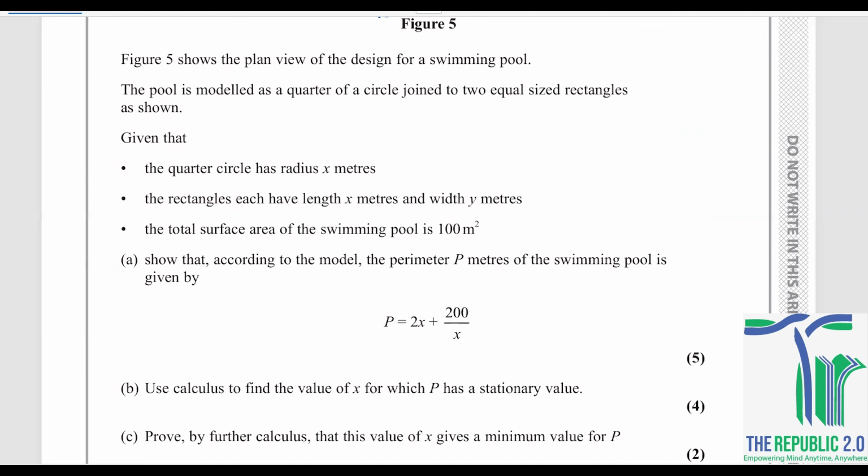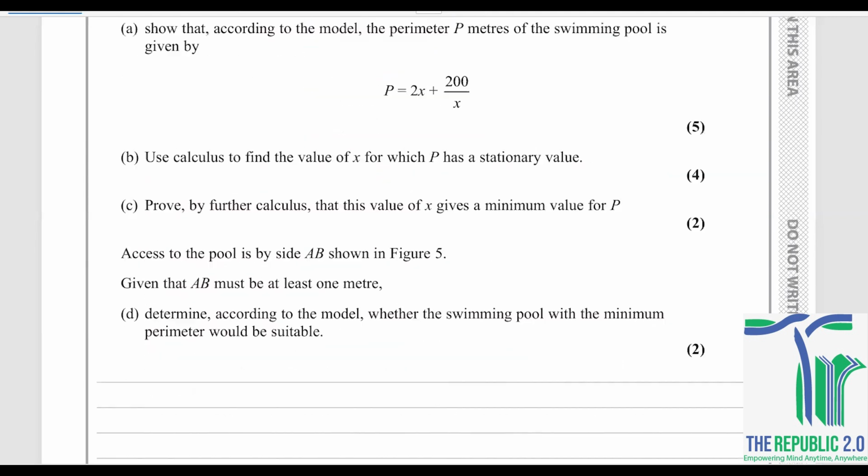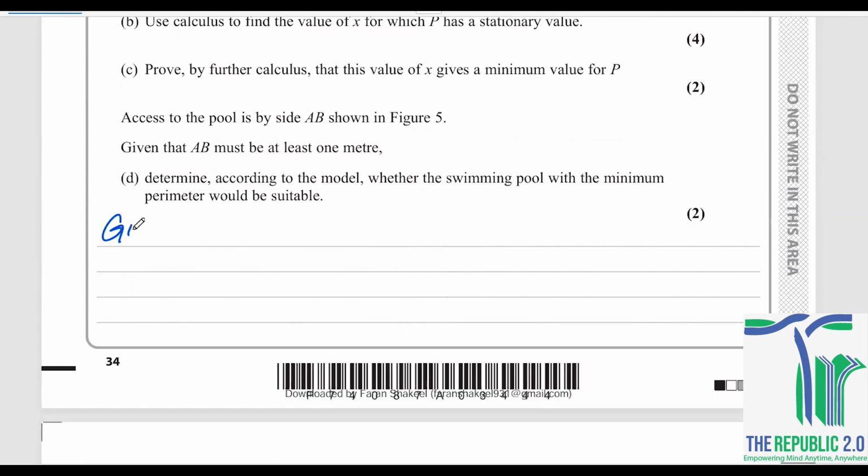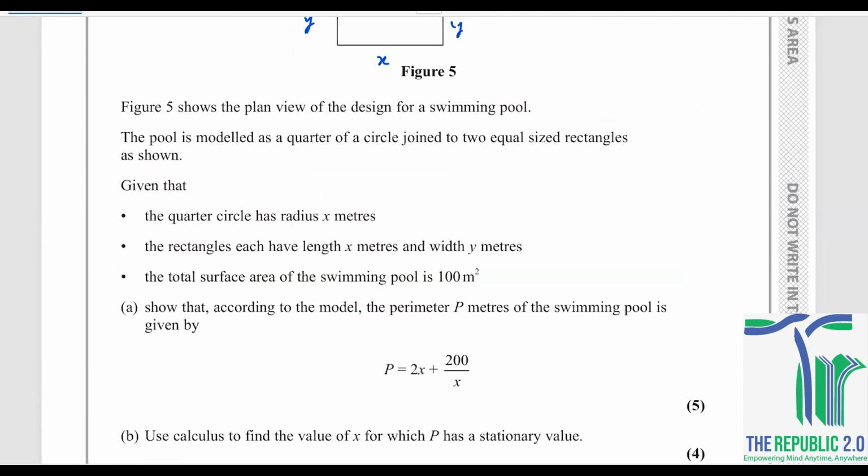So first of all, it is given in the question that the total surface area of the swimming pool is 100 meters squared. And how would you get the total surface area? You can get the total surface area by just adding up the areas of all these things, right? If you remember, you had two rectangles. Area of one would be xy, the other one would be xy, plus the area of the quarter of a circle, which is going to be 1 by 4 of pi r squared. And the radius, if you remember, was x, right?